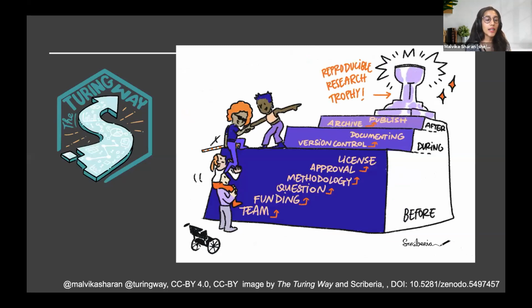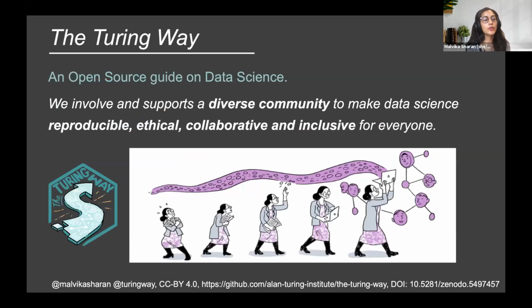This is where now I'd like to introduce you to the Turing Way, which provides best practices, recommendations, and guidance to help you design your project for reproducibility, with the help of computational tools, methods, and collaborative practices complemented with ethical research. The Turing Way is an open source project that involves and supports its diverse community in making data science reproducible, ethical, collaborative, and inclusive for everyone.